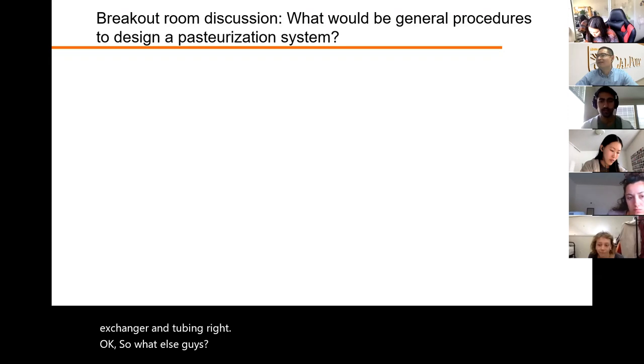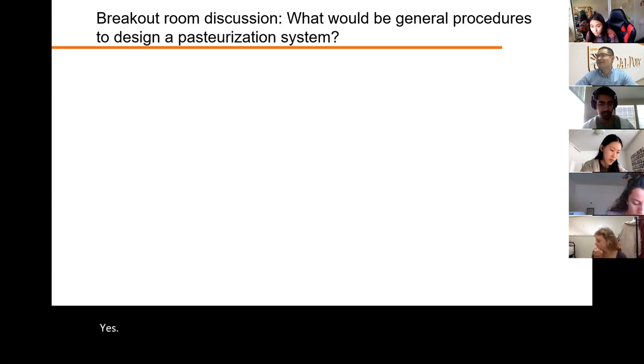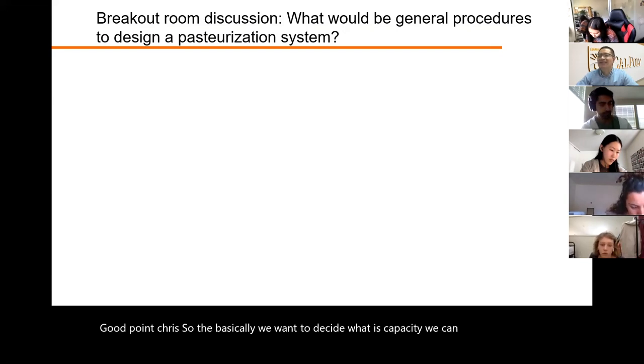Our group talked about how much spacing you have in the facility, and that might determine the type of exchanger you have, on top of viscosity, of course. Good point, Chris. So basically, we want to decide what is the capacity we can run, and by selecting the type of heat exchanger and what type of equipment, right?